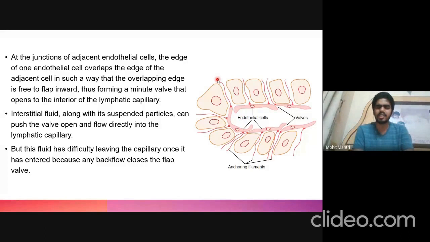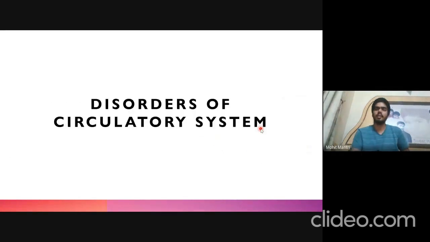So the interstitial fluid can easily pass through into the lymph capillary, and once it enters the lymph capillary, it won't be able to move out because of this valve. Therefore, the valve will prevent the backflow into the interstitial fluid, and the movement of the lymph will occur from the lymphatic capillary to lymphatic vessels and back into the heart.